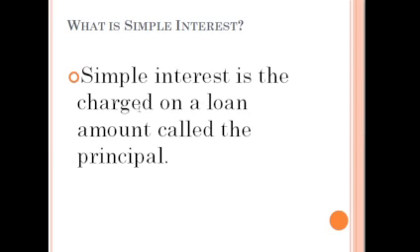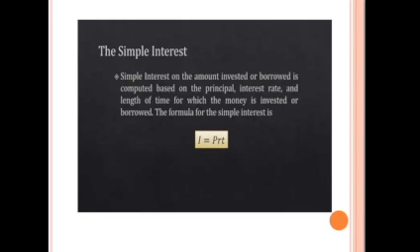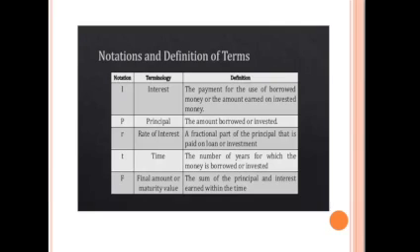Simple interest is the charge on a loan amount called the principal. Simple interest on the amount invested or borrowed is computed based on the principal, interest rate, and length of time for which the money is invested or borrowed. The formula for the simple interest is I is equal to PRT, where I is the interest, P is the principal, R is the rate of interest, and T is the time.